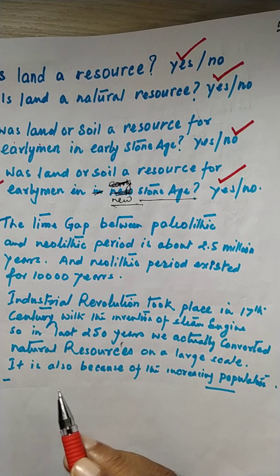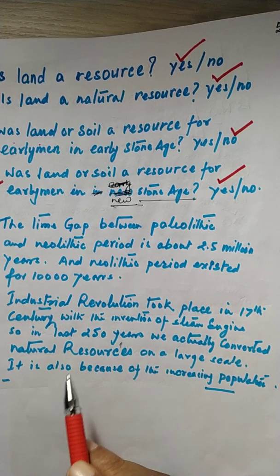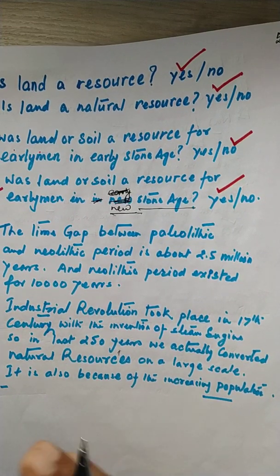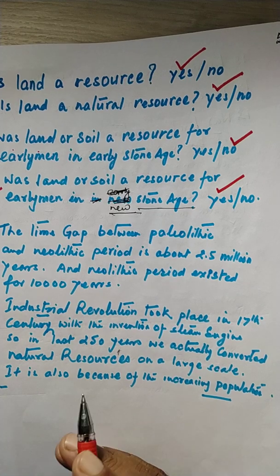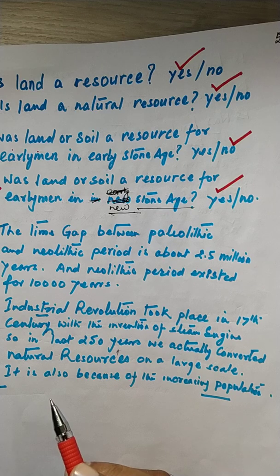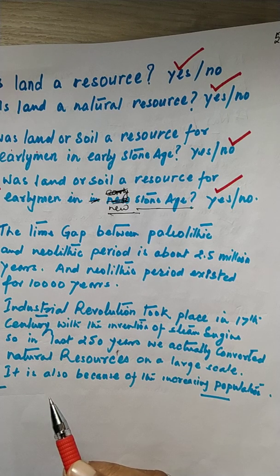So it is very interesting to know how industrial society used these natural resources and the conflict between the tribal society and the industrial society. How did industrial society use or misuse natural resources, etc. You will get all these explanations and the stories in the next videos.